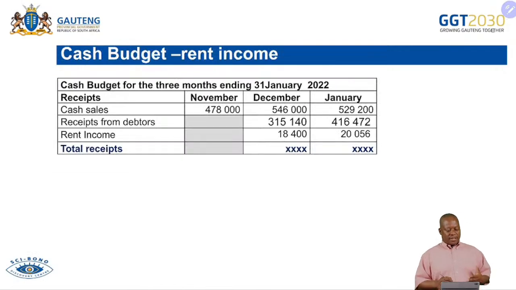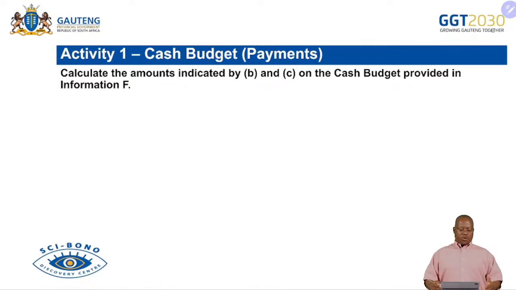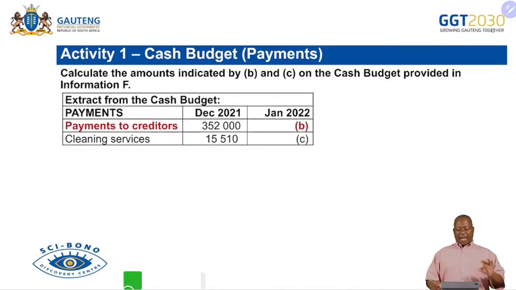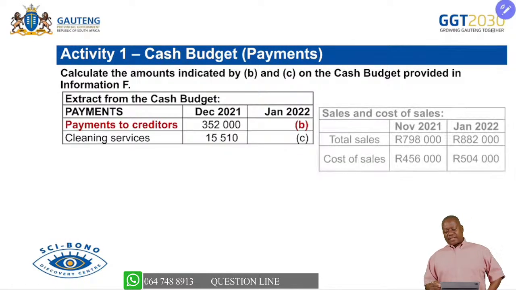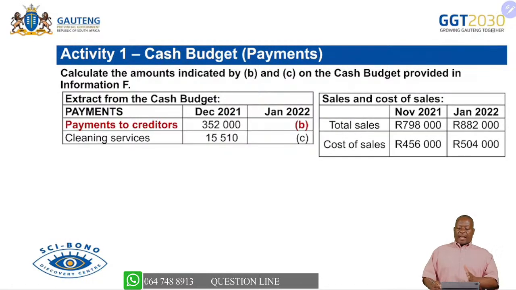The next part, we have got to now find our B. Now, according to the information that we are given, it's saying B, it's payments to creditors. So the payments to creditors for the month of December is given, but for the month of January, it's not given. But they must give us additional information. Remember, we have got our information on sales and cost of sales there, right? And remember what I said to you last time.